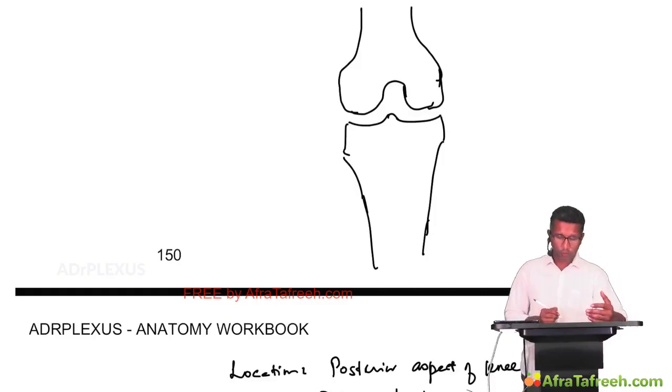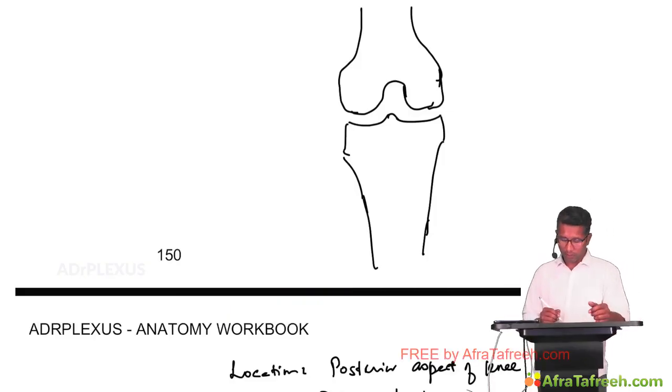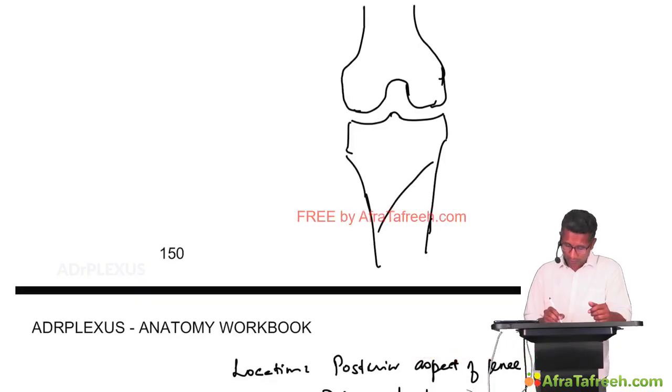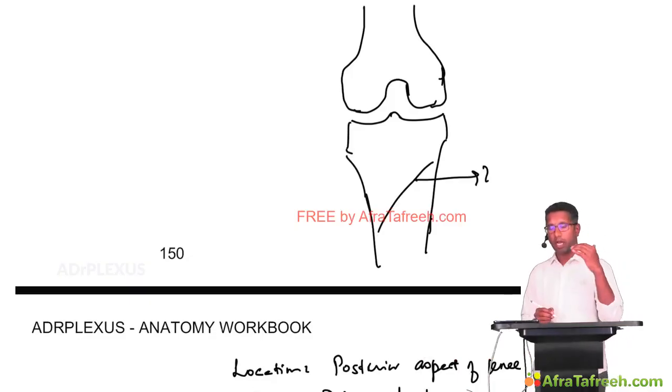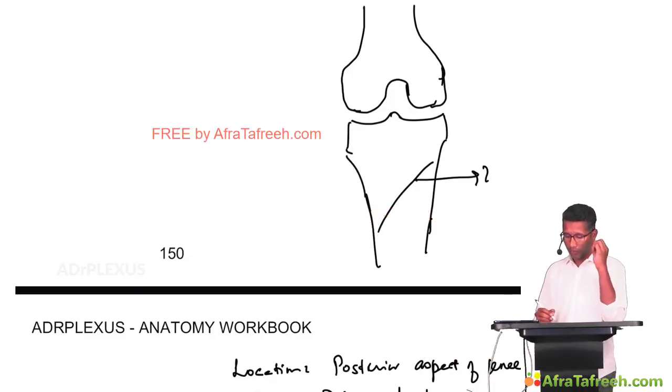You can ask me, sir, how do you say this is the posterior surface of the proximal tibia? When you see a line like this running in the proximal tibia, this is the posterior surface. And what is this line, guys? Anybody can tell me what is the line that divides the posterior surface of the tibia into upper 1/3 and distal 2/3?